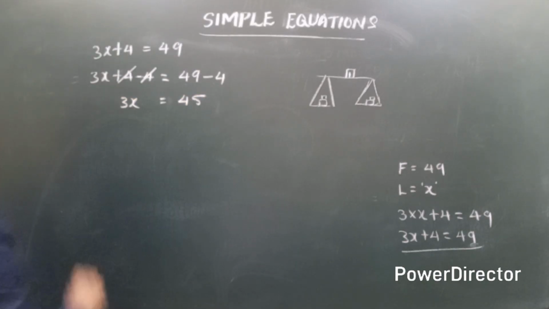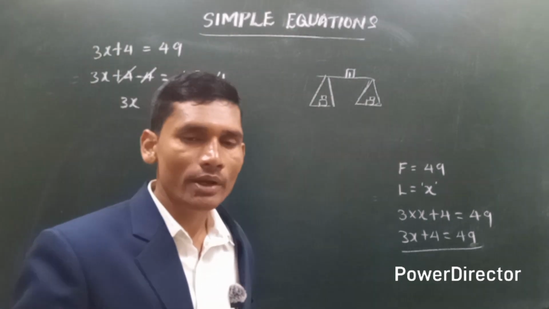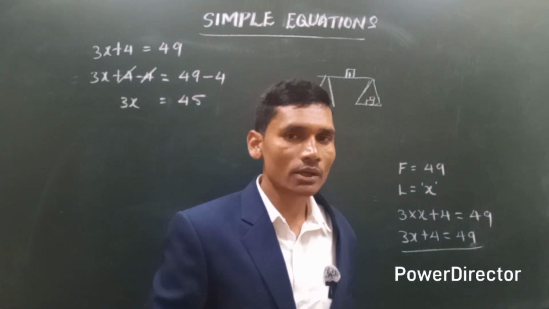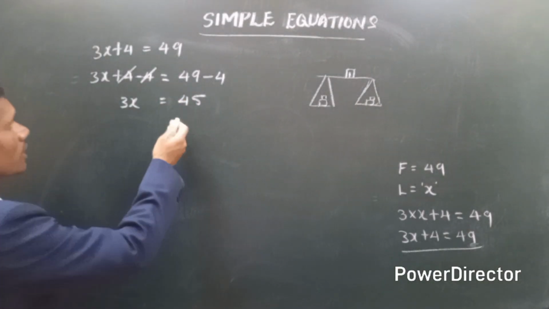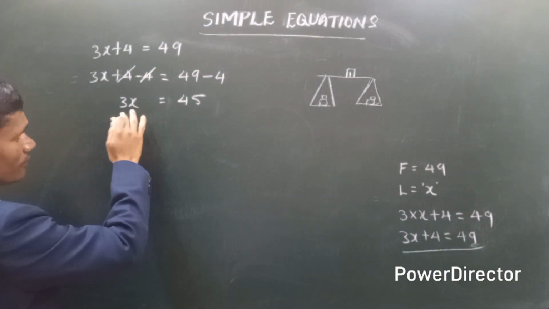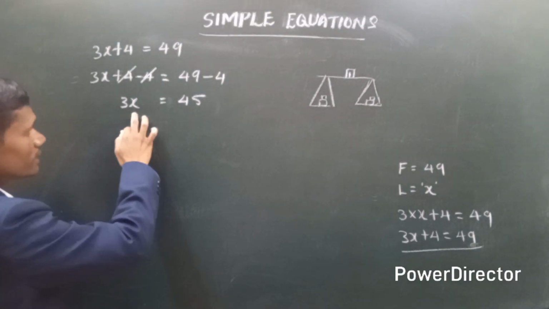3x is remaining. Now we can do as we did here, addition and subtraction. Division and multiplication also we can do the same thing on both sides. So what we can do here, on the left side we don't want 3, we want only the unknown variable, that is x, to keep here.